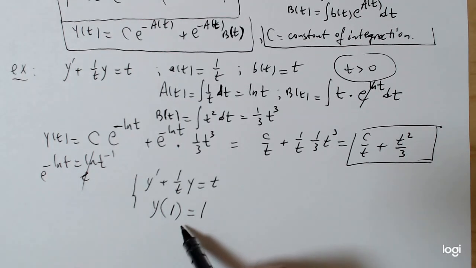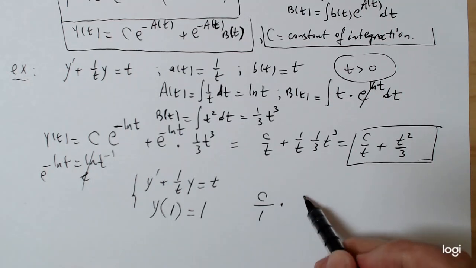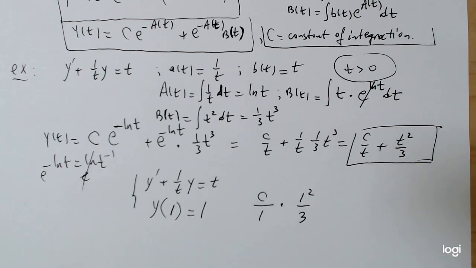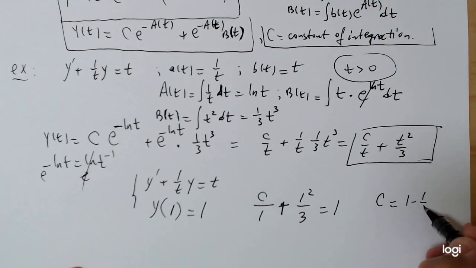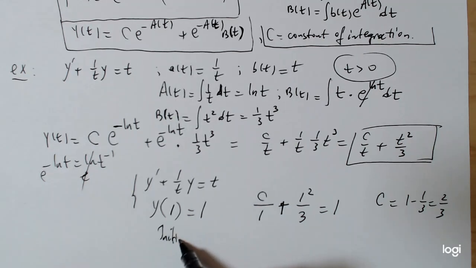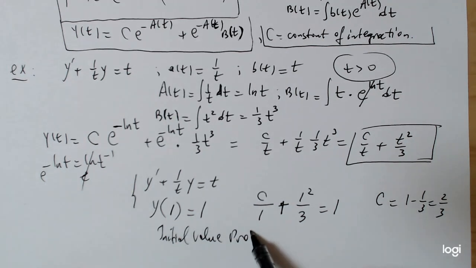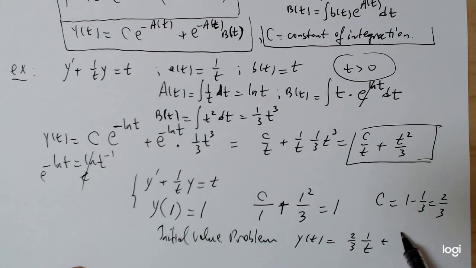But whatever the initial condition is, you use that at the end to plug that initial time into the full solution. So c over 1 plus 1 squared over 3, and actually solve for the constant of integration. So in my case, 2 over 3. So the solution to what we call an initial value problem, which is just an ODE together with an initial condition, is in my case 2 over 3 times 1 over t plus t squared over 3.